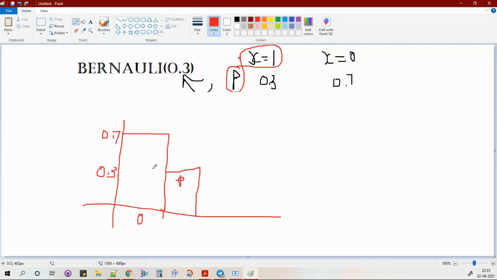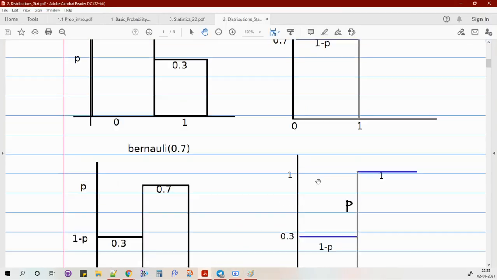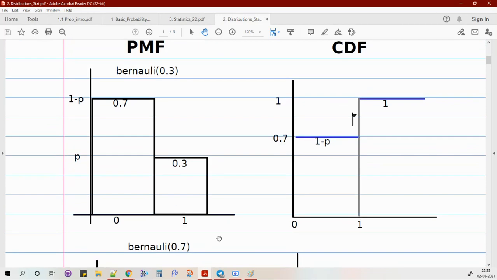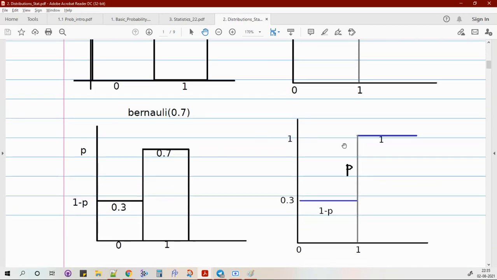Now it's correct. This is P, this is 1 minus P. For 1, I have P, correct? And for the CDF, it will look something like this: 0.7 for 0 to 1, and at 1, I have 0.3 added, right? So 0.7 plus 0.3 is 1. All right, so here it is 1 and here it is 1, 1 minus P, or Q, you can say. Sorry for the confusion, but yes, it is looking something like this. Bernoulli 0.3 is like this and Bernoulli 0.7 is like this.